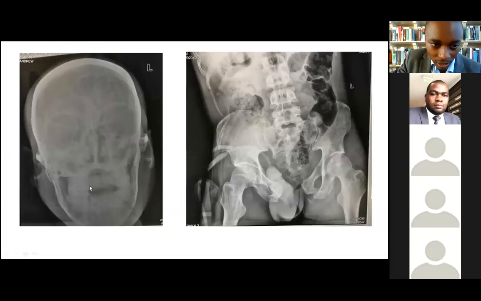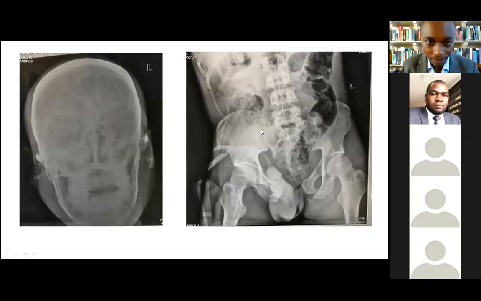Dr. Mseka, just look more closely at the mandible. Are the teeth at the same level? No, they are not. Okay, so what's happening there? Yeah, there is a fracture on the left jaw. Okay, so that's a fracture in the mandible, in keeping with this difficulty to open the mouth.